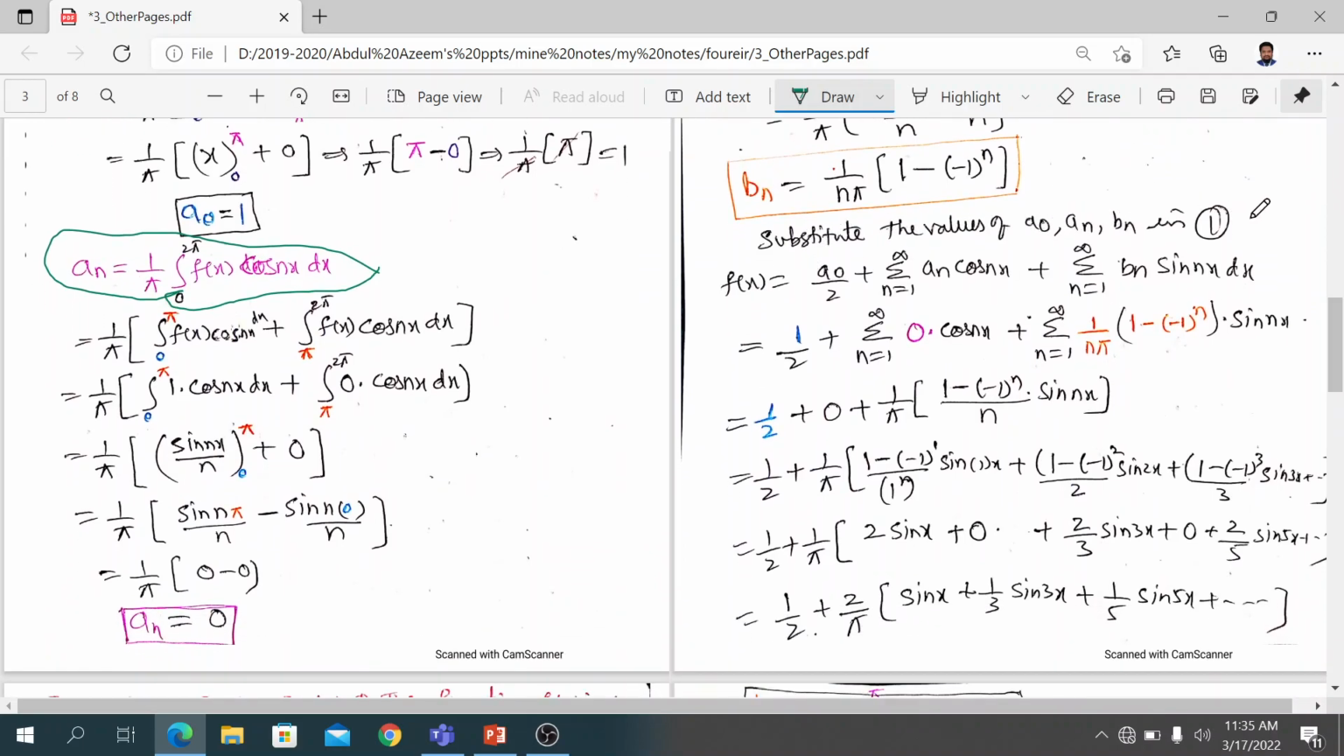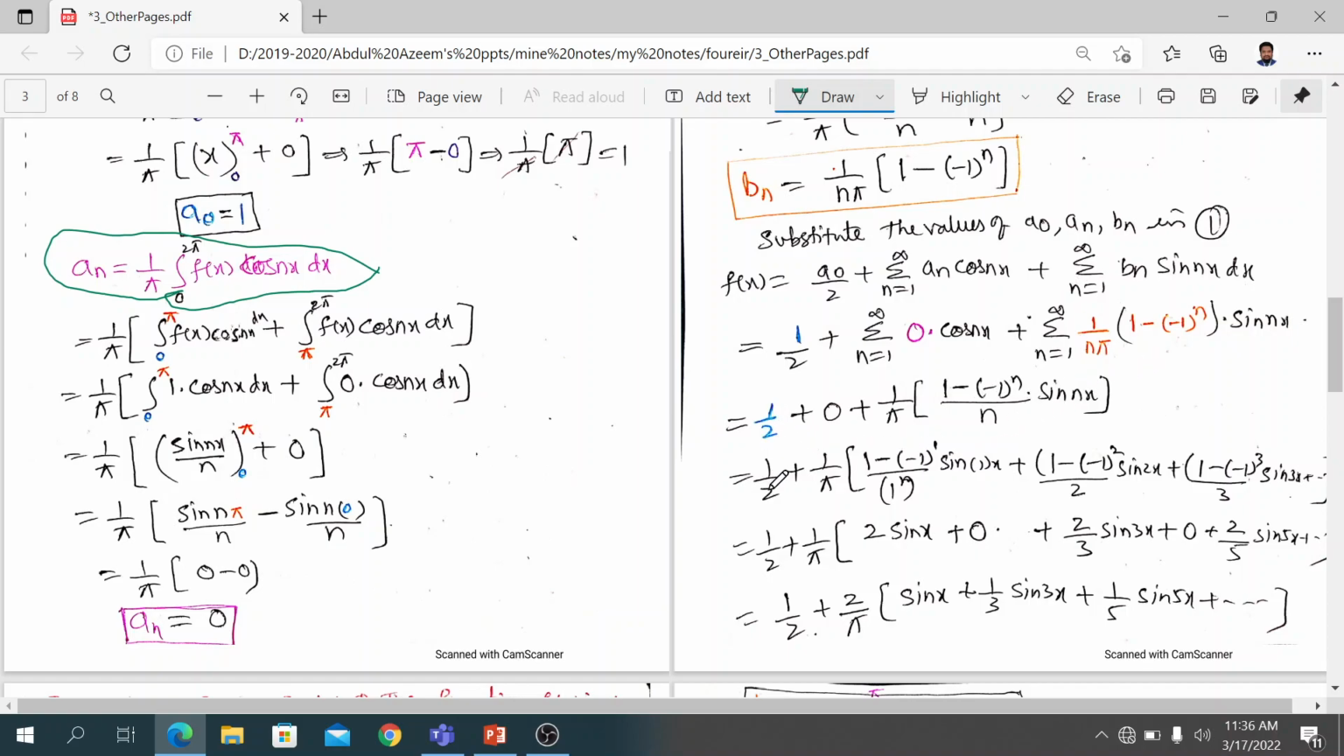Okay. So now we will substitute the values of a naught, a n, b n in the first equation. This is our first equation. Now a naught value is 1. So I am writing 1 by 2 plus sigma n is equal to 1 to infinity a n value is 0 into cos nx, plus sigma n is equal to 1 to infinity bn value is this one into sin nx. Okay. Now 1 by 2 as it is, 0 into something 0, plus 1 by pi constant outside, remaining inside. Now expand means substitute the values of n is equal to 1, 2, 3.